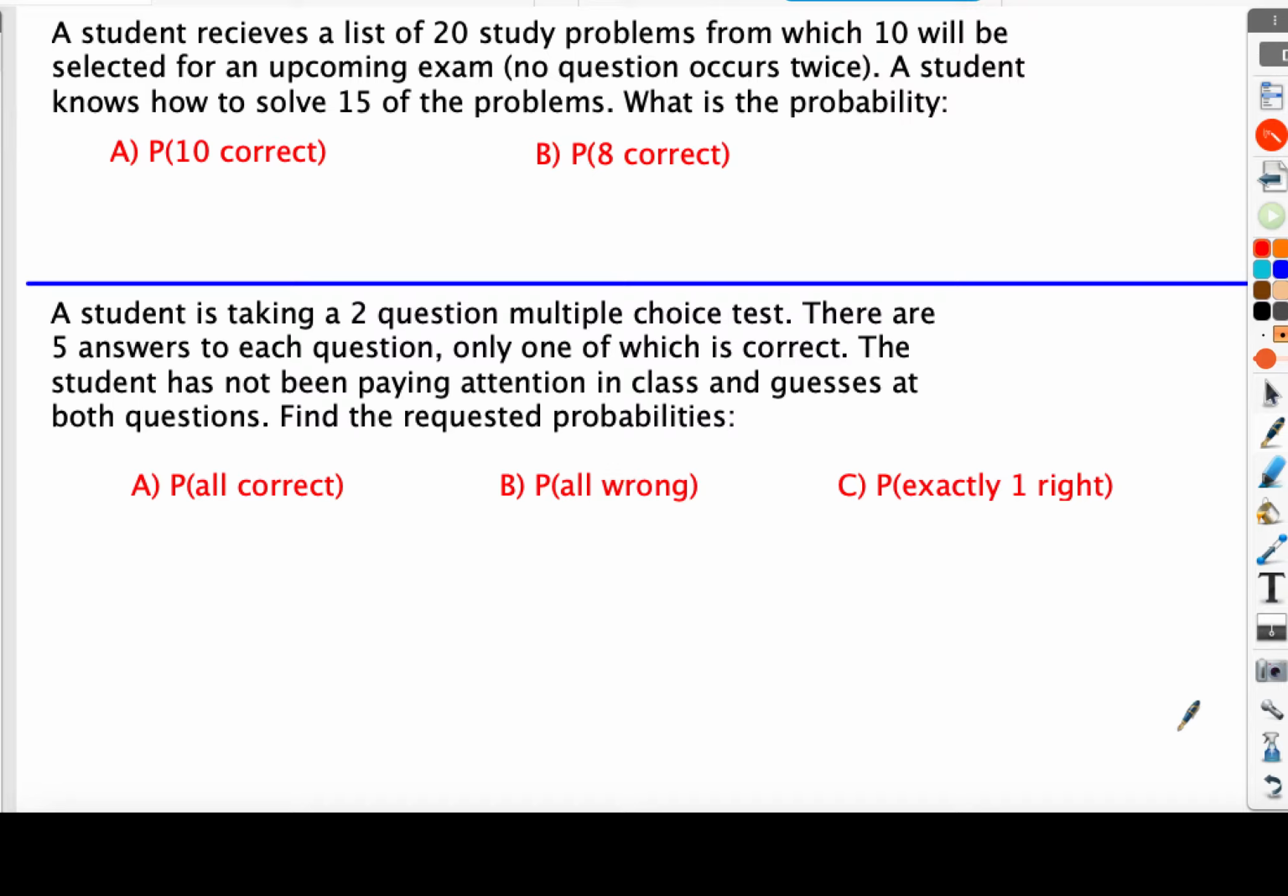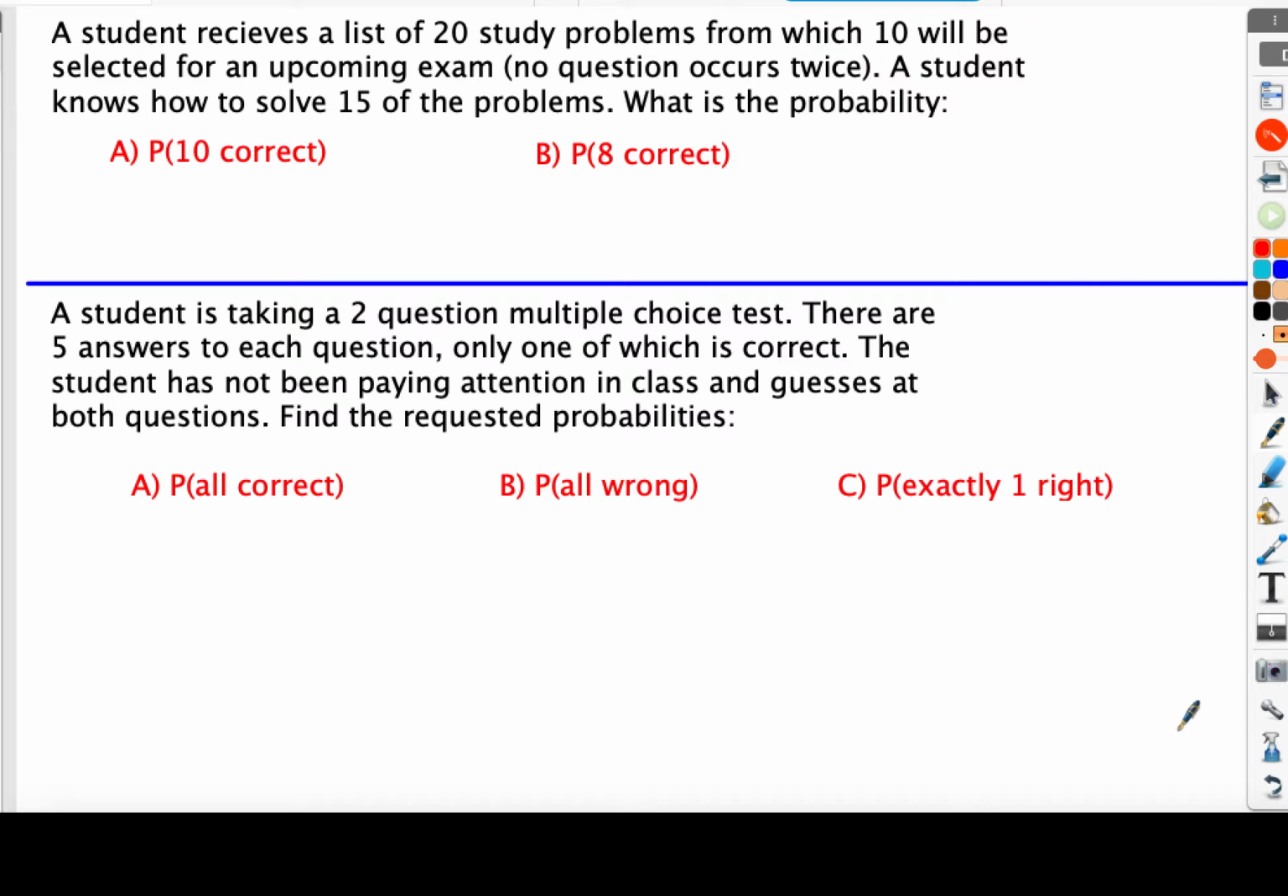A student receives a list of 20 study problems, right? So a teacher's being nice. They're saying, okay, I want you to know these 20 things. Here's 20 things to study, from which 10 of them are going to make up the exam. So they're just going to pick 10 of those questions and put them on the exam. Of course, as a student, it's always your chance. You can study 10 of them. You can study 20 of them. You can study as many as you want and just hope that the ones on the exam are the ones you know.